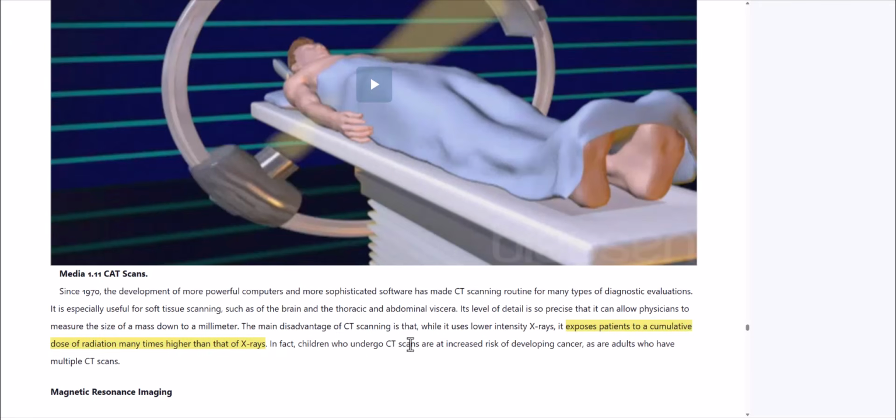In fact, we know that it takes many years for cancers to develop, but we know that kids who have to undergo a lot of CT scans are at an increased risk of cancer later in their lives, as are adults who have had many, many CT scans. But the advantage is that because the computer's helping, we can see slices, serial slices through the wrist or through a bone, and we can see much greater detail.